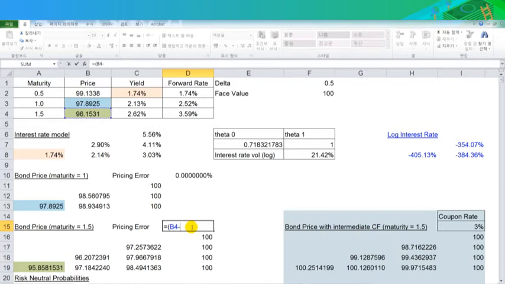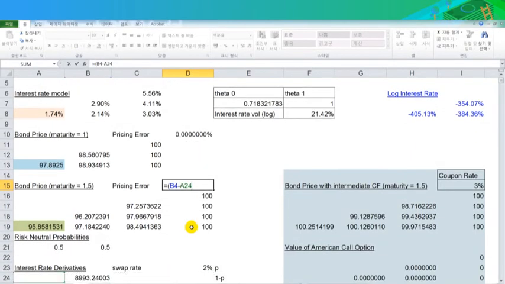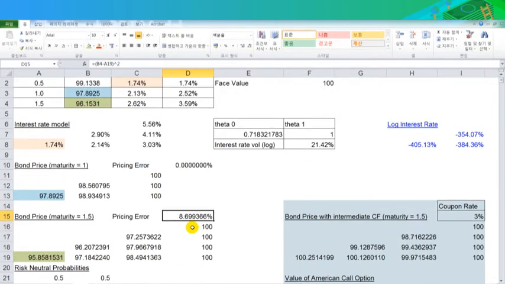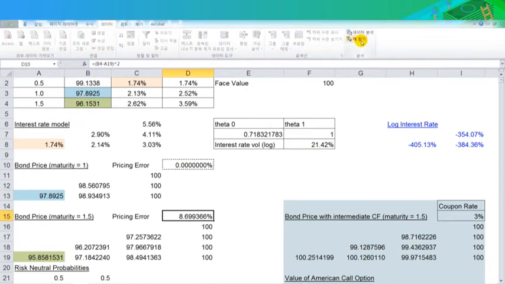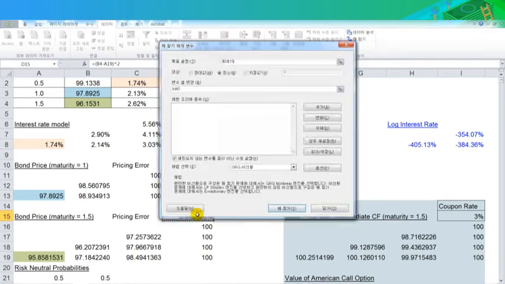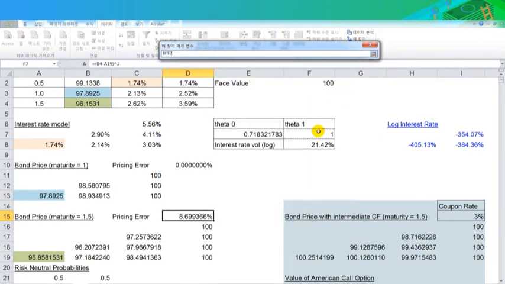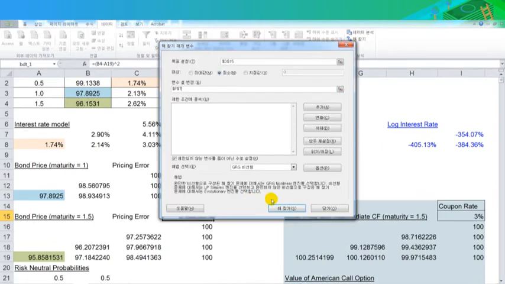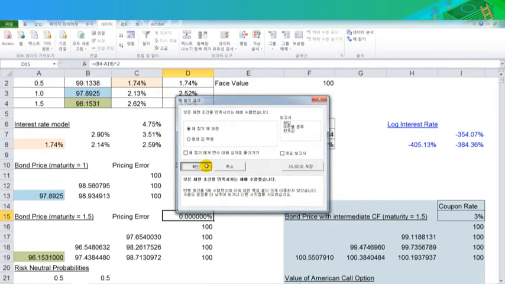This one minus this one, and then squared. We want to make the pricing error 0. So we run Excel Solver again, and minimize the pricing error. And this time we want to change theta 1. We want to change theta 1 to make the pricing error 0. And we'll run Solver and done.